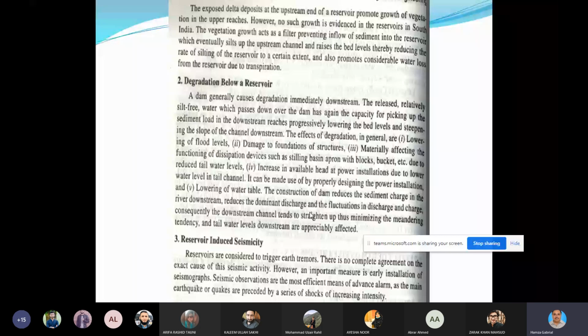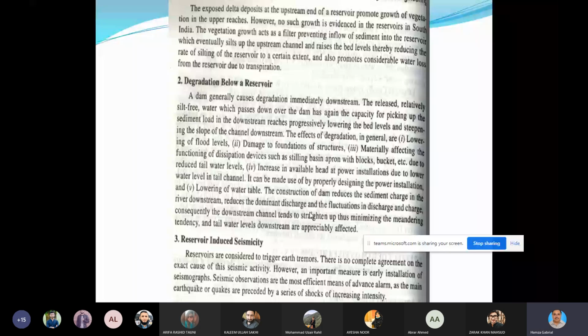So, aggradation on the upstream side and degradation on the downstream side. Also, lowering of the water table will result on the downstream side, because you are storing water at the upstream side, and less water is being released at the downstream side. So the water table in the area will also be affected, and that will be declining with the passage of time. So this is the main effect of the construction of a dam across a river.